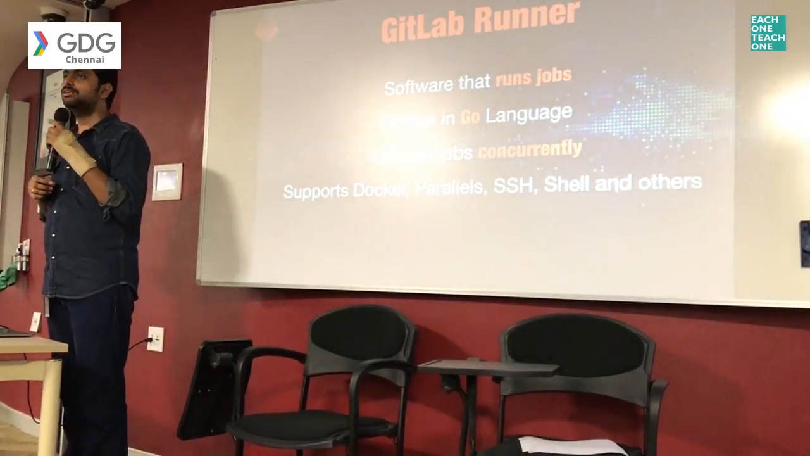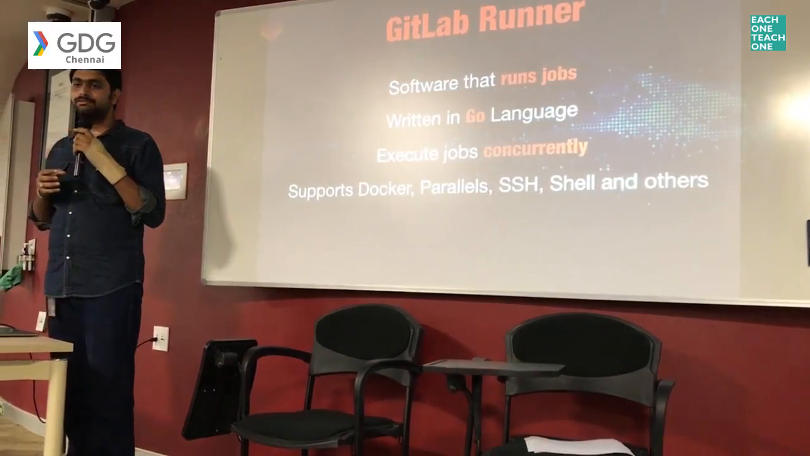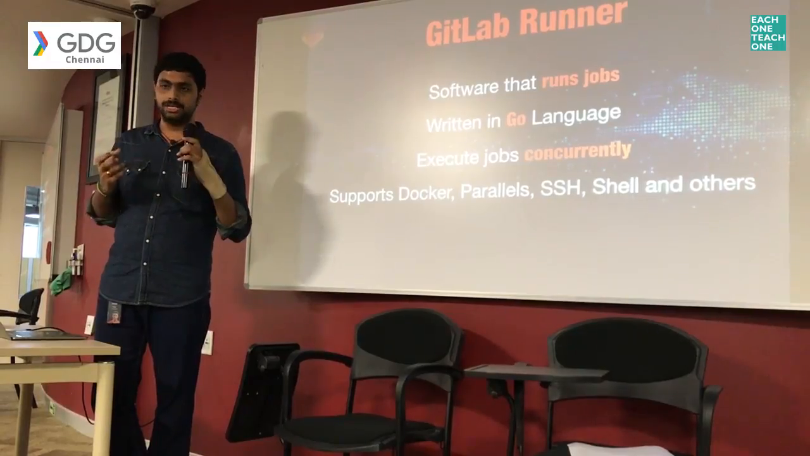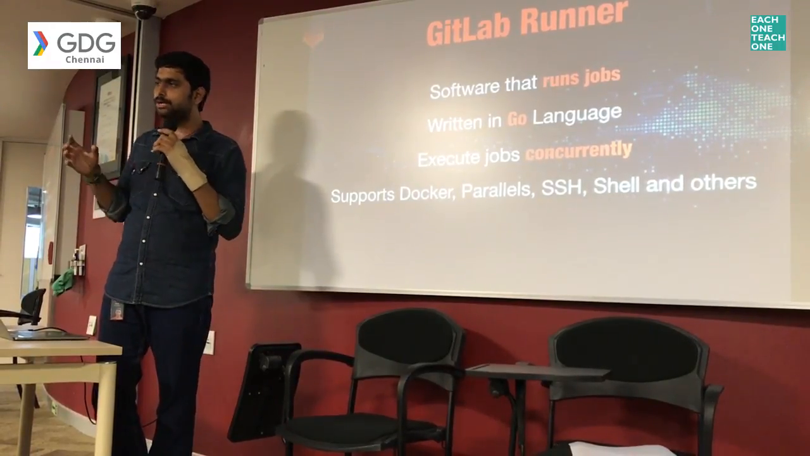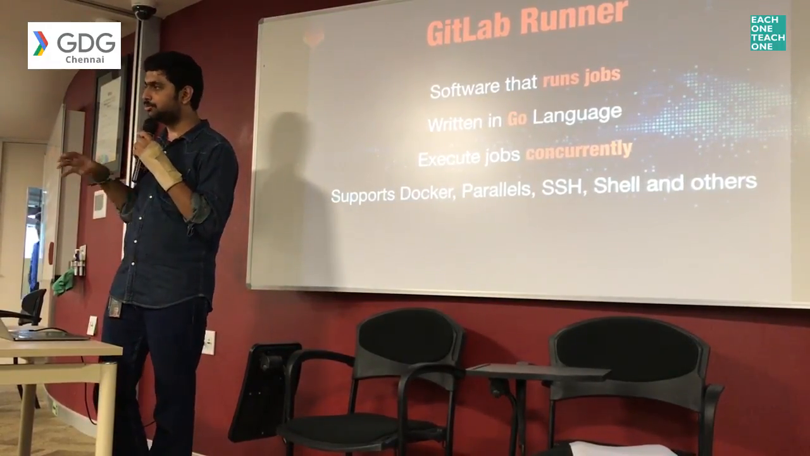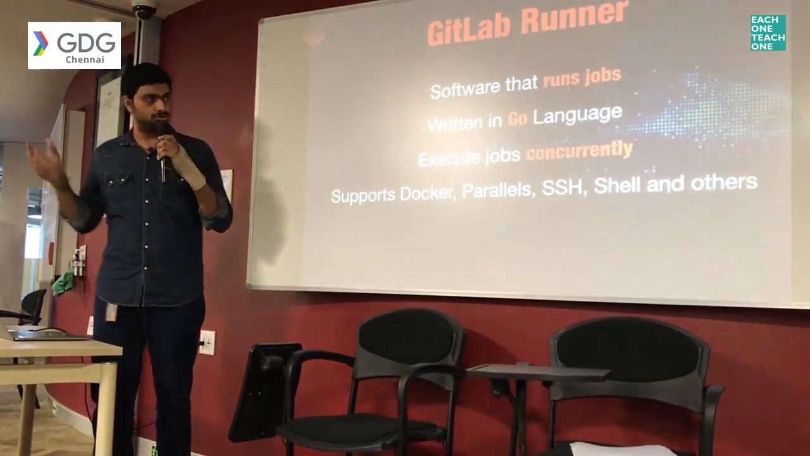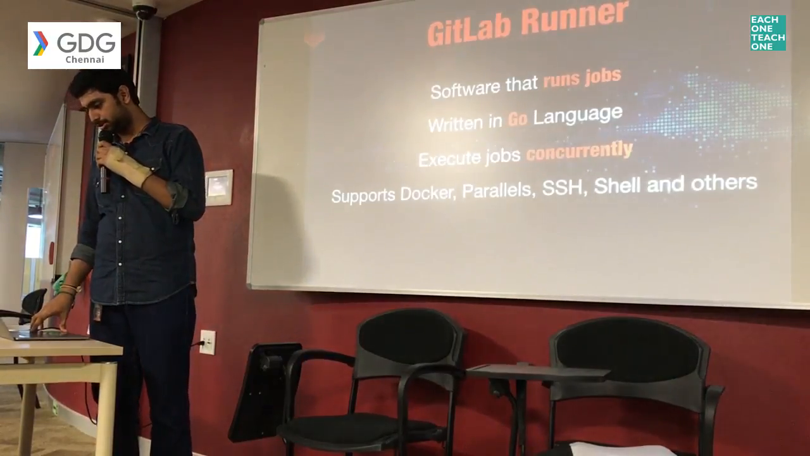That means if you have 4 GitLab Runner instances and you have multiple test case suites, it can reduce the time drastically by splitting up the test cases in parallel among multiple runners. And it supports Docker, Parallels, everything. So even Kubernetes is supported.